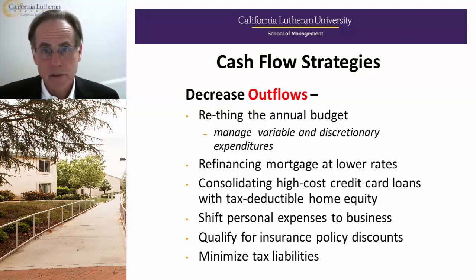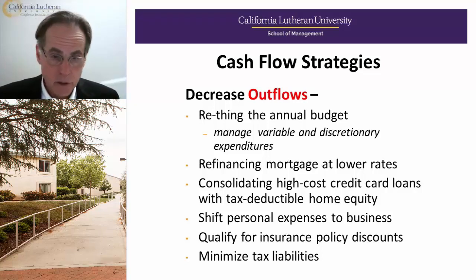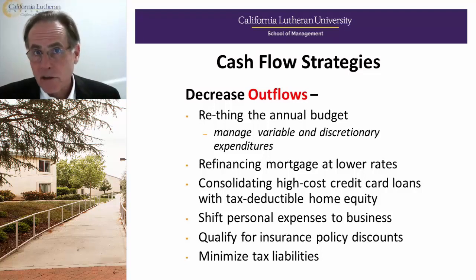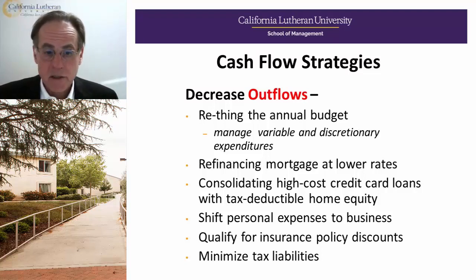If there's the ability to shift personal expenses, which tend to either be below the line items or non-tax deductible items to the business, that could be a wonderful benefit in improving cash flow situations. Some strategies such as qualifying for insurance policy discounts because all or most of the family's insurance policies are purchased through one provider, and taking a look at ways of minimizing tax liabilities, a subject that we'll take a look at in the next video.